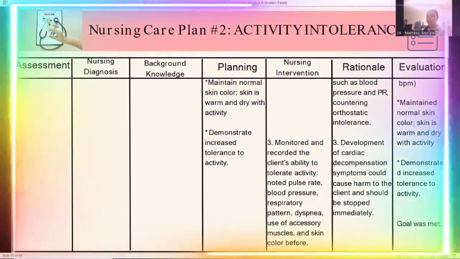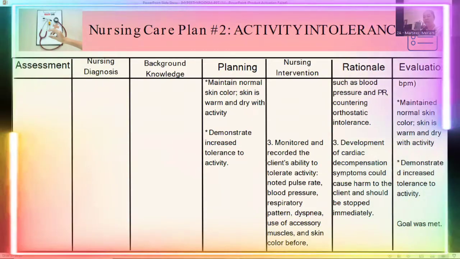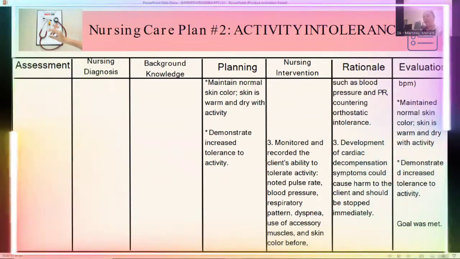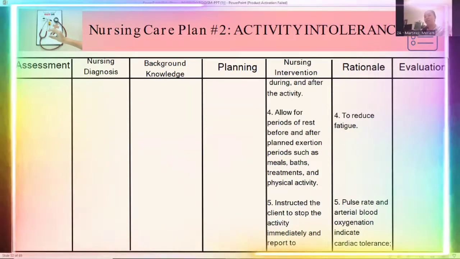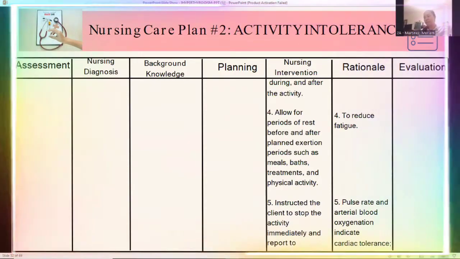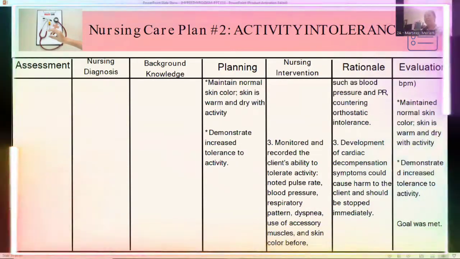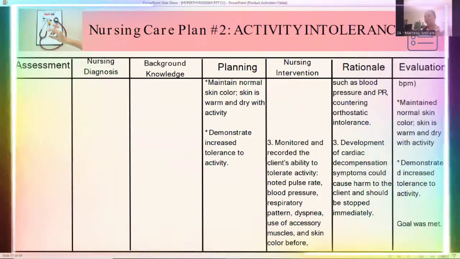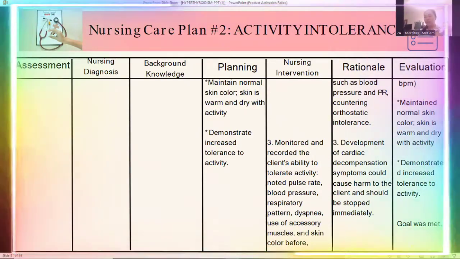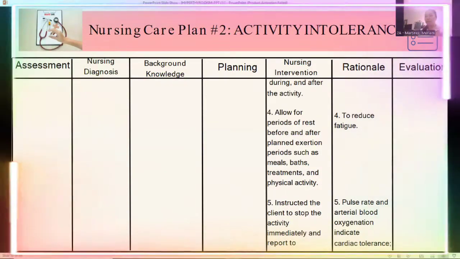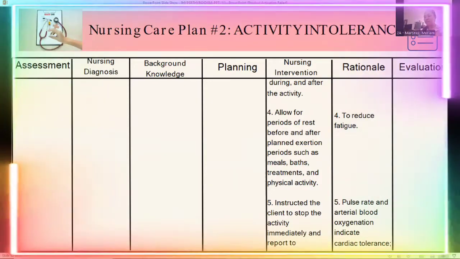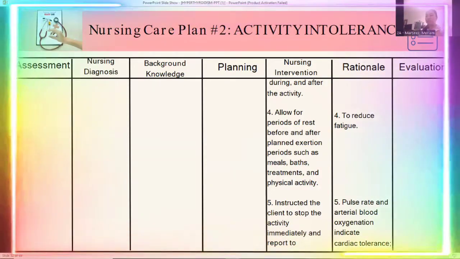Next, we monitored and recorded the client's ability to tolerate activity, noting pulse rate, blood pressure, respiratory pattern, dyspnea, use of accessory muscles, and skin color before, during, and after the activity. This is because development of cardiac decompensation symptoms can cause harm to the client and activity should be stopped immediately. Next, we allow periods of rest before and after planned exertion periods, such as meals, baths, treatments, and physical activity. This is to reduce fatigue.